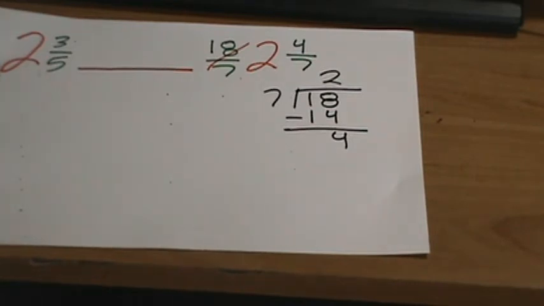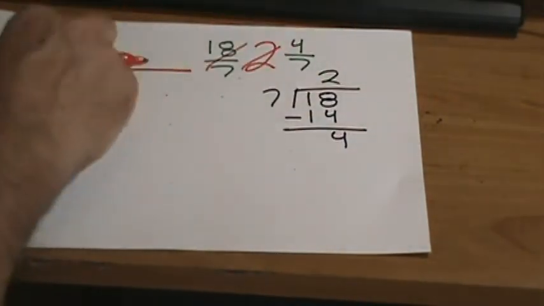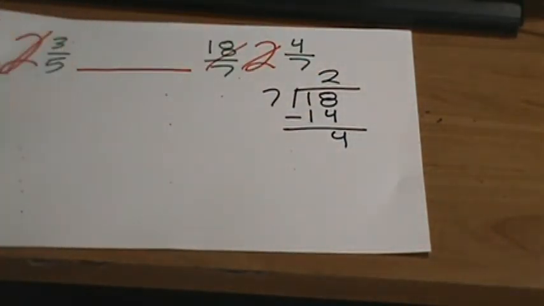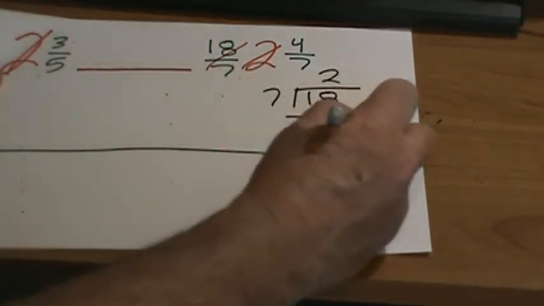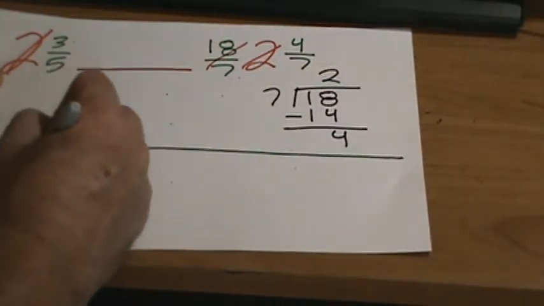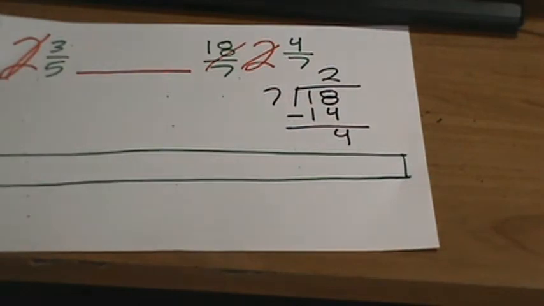So I know that the 2s are equal. So I'm going to cross them out. So we're just comparing 3/5 and 4/7. Are you ready? Let's do a tape diagram. And I'm going to make it a really long, skinny tape diagram. You'll see why in a moment.